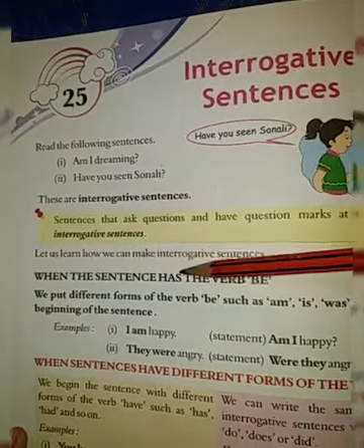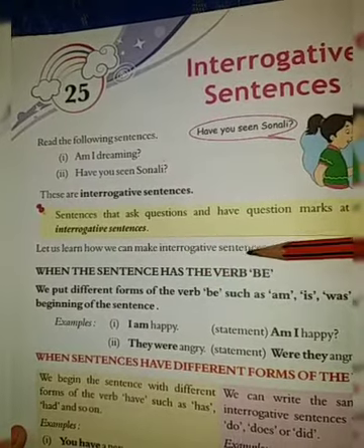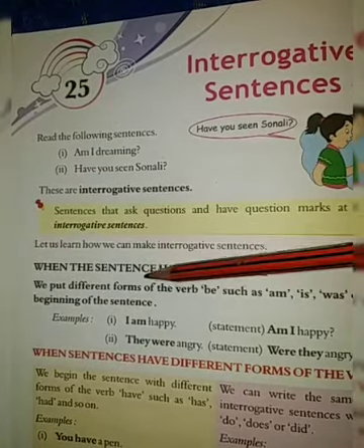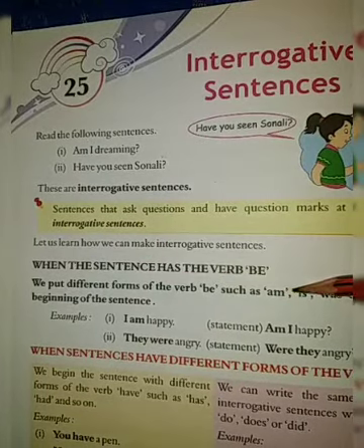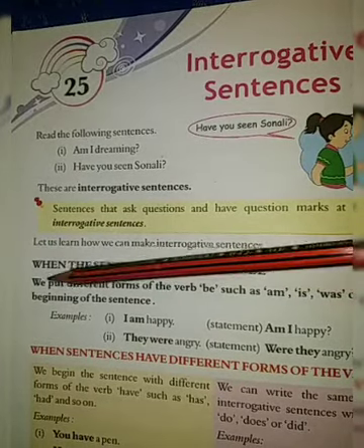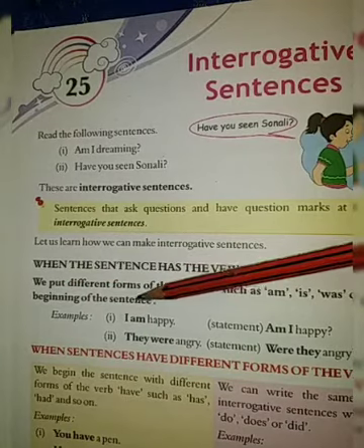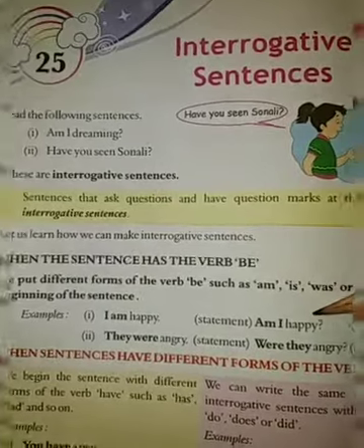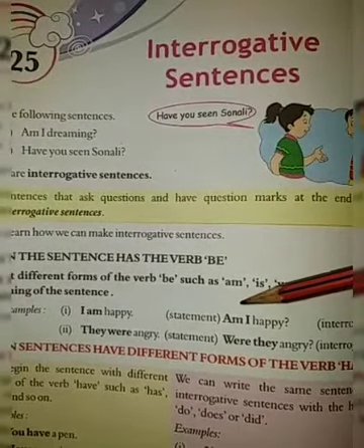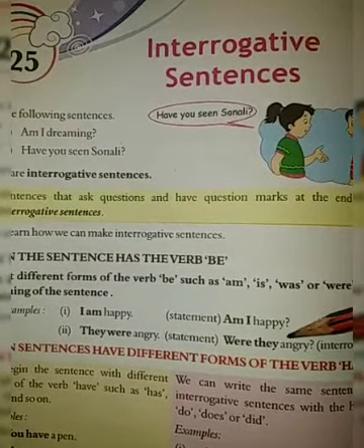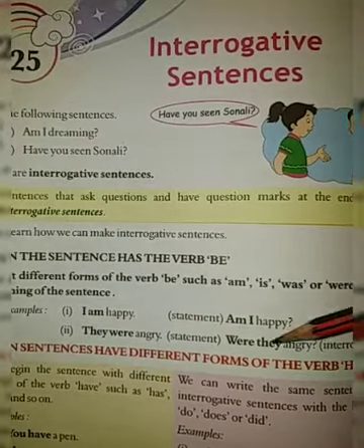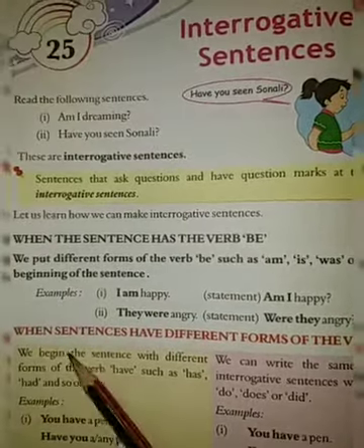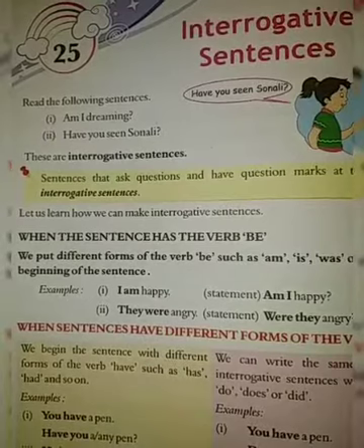When the sentence has the verb be, we put a different form of the verb be, such as am, is, was or were, in the beginning of the sentence. Like you can see, I am happy. Whenever we change this sentence into interrogative, how can we write it? Am I happy? They were angry. Were they angry?